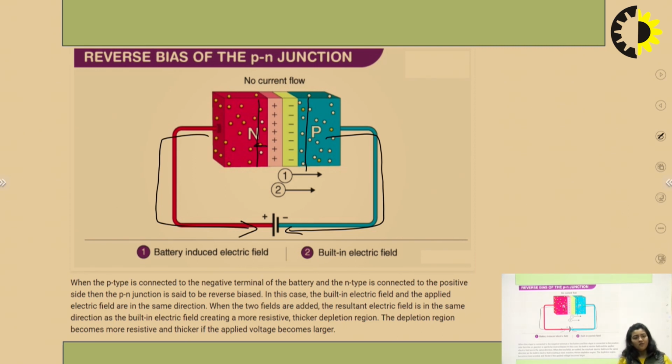So in forward biasing, the positive supply is connected to the P region, and the negative supply of the battery is connected to the N region.